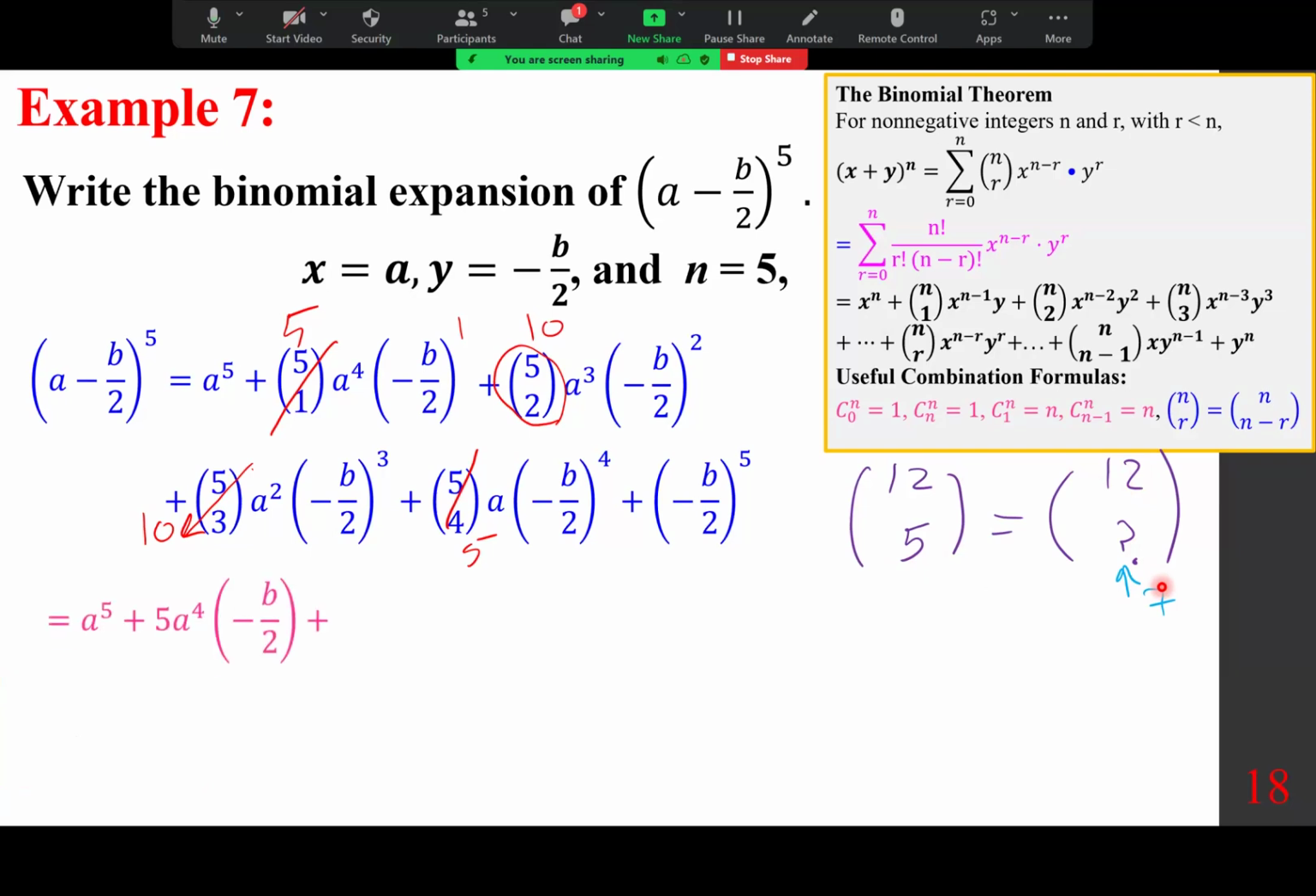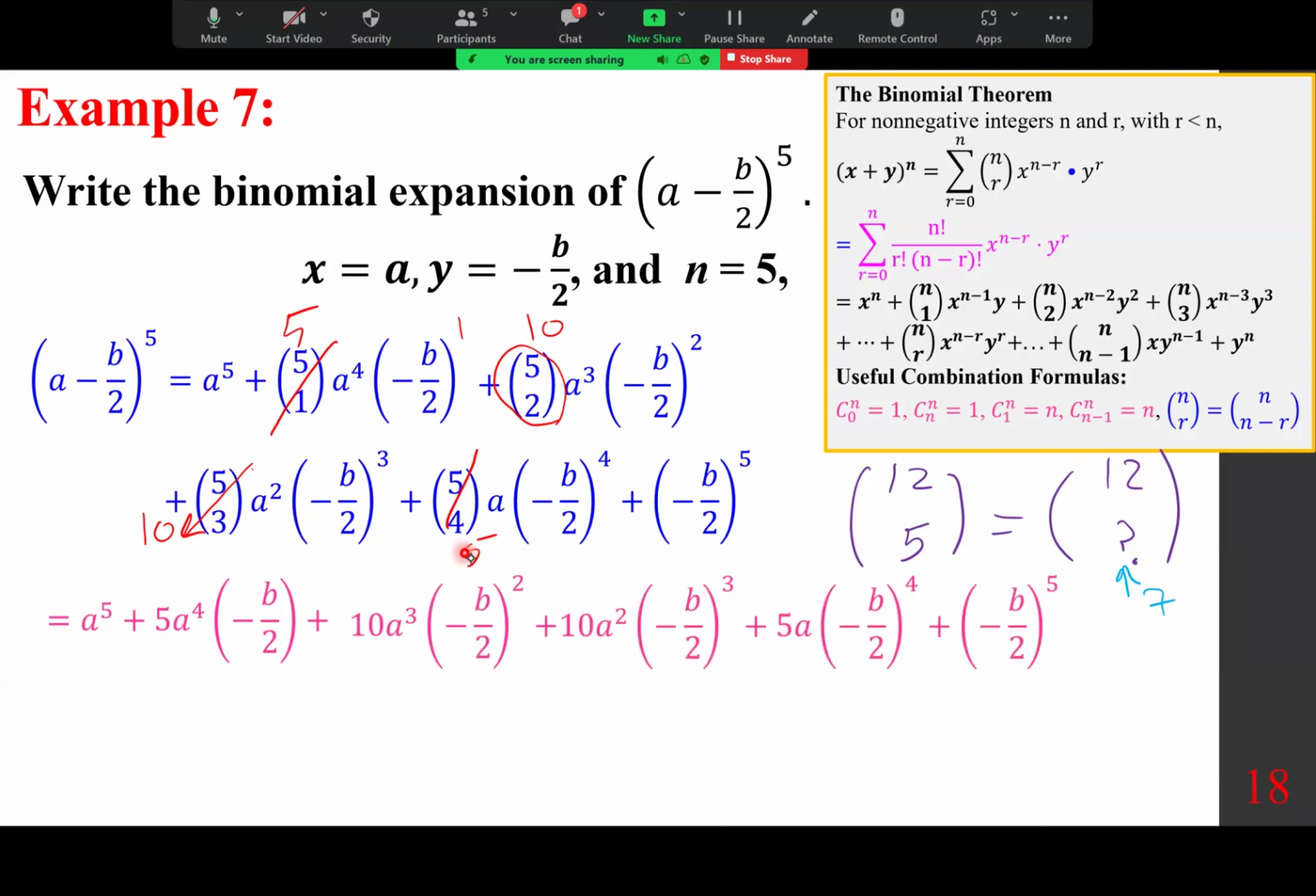So this is a to the power of 5, as I mentioned. This is 5 a to the power of 4, minus b over 2. Here's the third one. As I said, this is 10 a cubed, minus b over 2 to the power of 2. And then this repeats to be 10. This repeats to be 5. And why do we keep this in parentheses? Because now it makes a huge difference, now the signage.